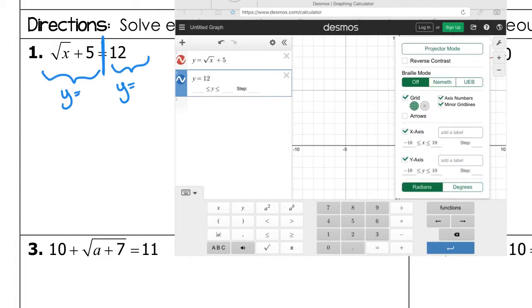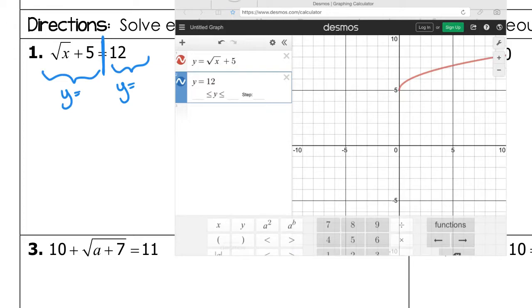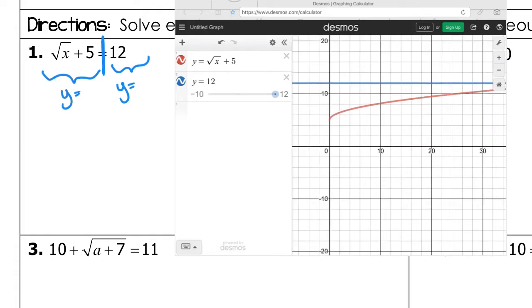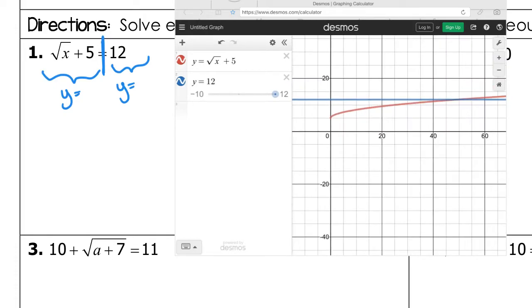So here in Desmos, what we're going to do is treat this as a system of equations, and we want to see where those two functions intersect. As I continue to zoom out, I'm looking for the place where the red and the blue intersect. They intersect at the point (49, 12). Well, I don't want the output value of 12. I'm only interested in the input value x, or the first number of my ordered pair. That first number is the solution to your radical equation. So in this case, x is equal to 49.